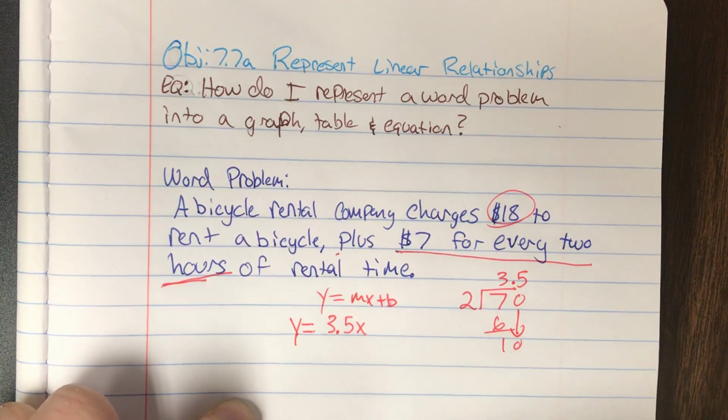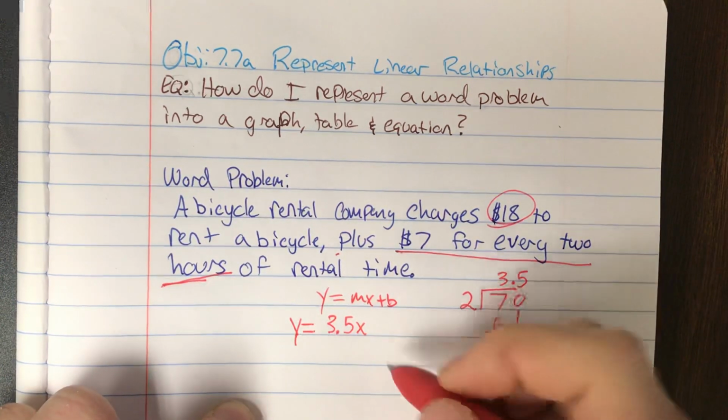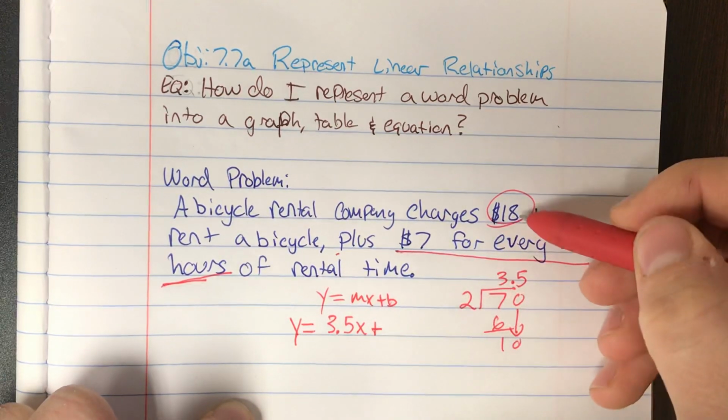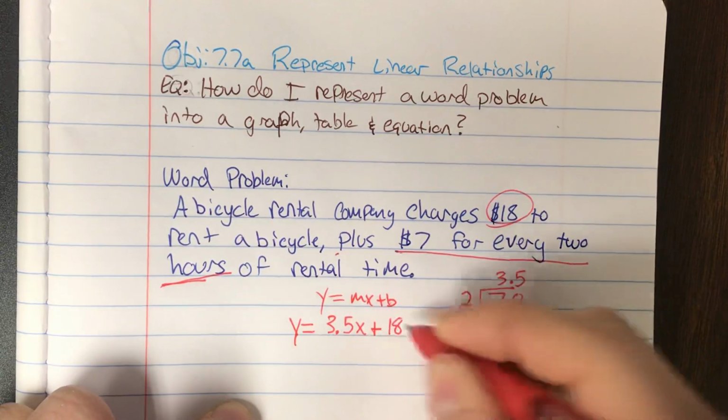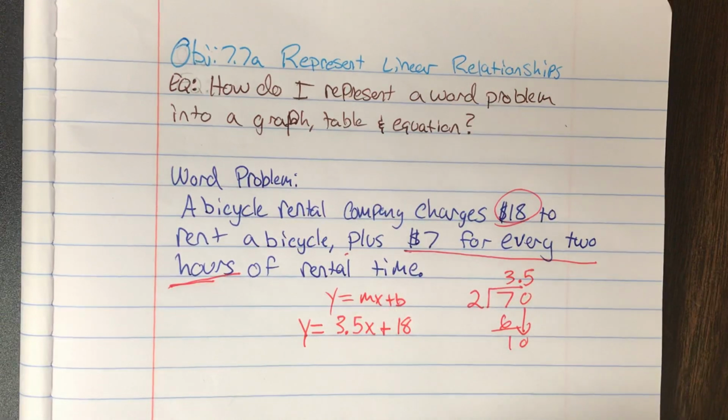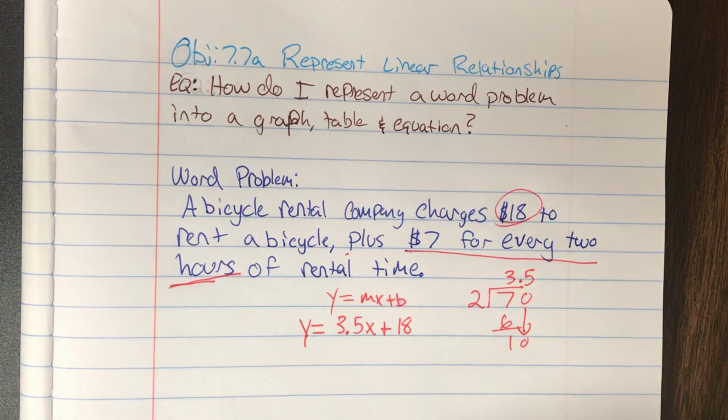Now we have to figure out what our y-intercept is. If we rented the bike but we went 0 hours, we didn't even ride the bike at all, we just rented it, how much would it be? That would be the $18. That $18, you're paying that no matter what. If you decide to rent the bike and then you immediately return it, you still had to pay that $18 to rent it.